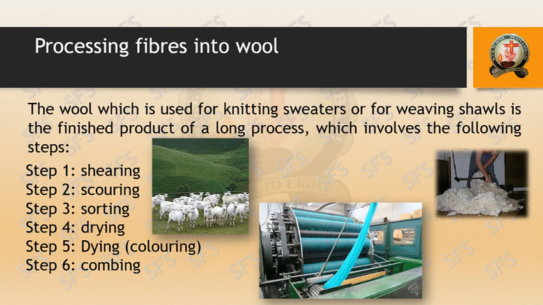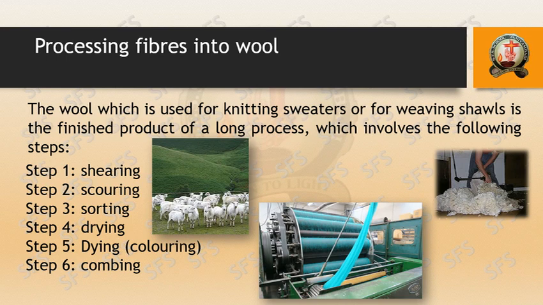So different processes like this, which are shown in the picture, are done to convert these fibers into wool. The first step is shearing, where they remove the hair from the sheep after rearing. Rearing means after obtaining the proper food and after growing them, they do the shearing. Once the hair is grown and has become thick, they do shearing, they remove the hair.